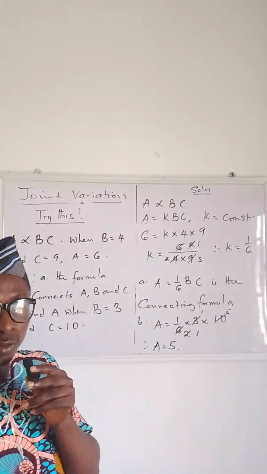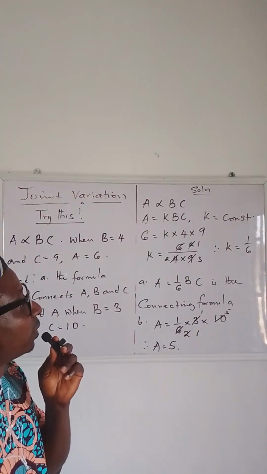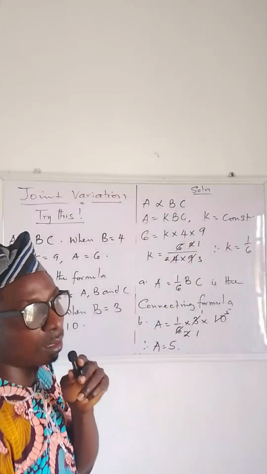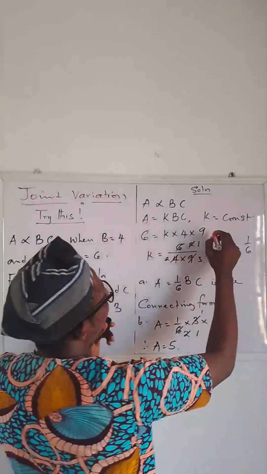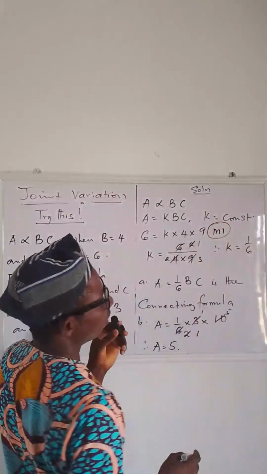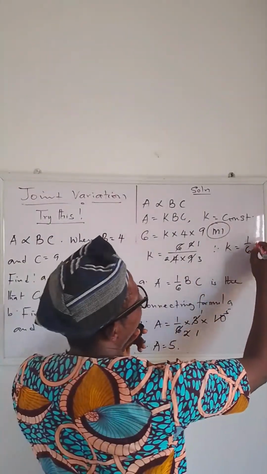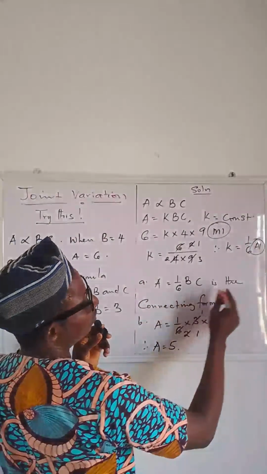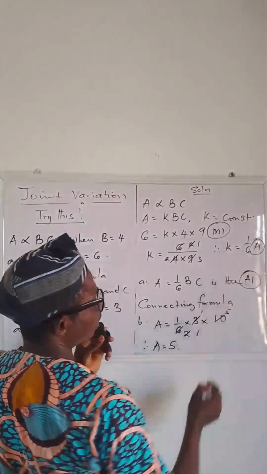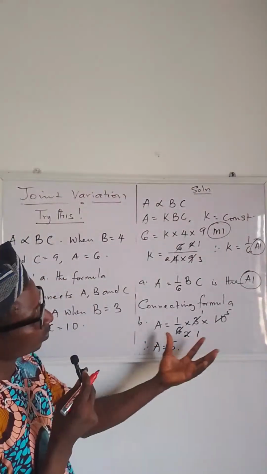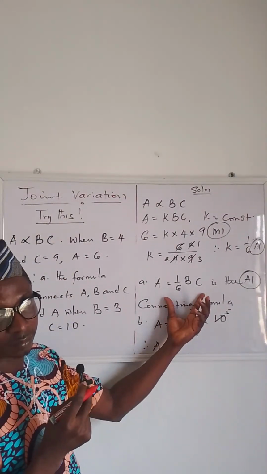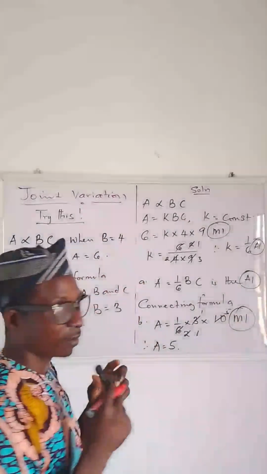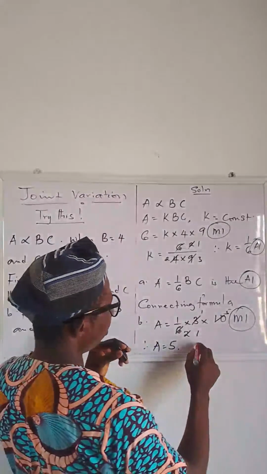So I need you now to look at how the marks will be awarded. Now, for substituting correctly into this equation, there's a method mark for that. For getting the proportionality constant, we have A1. For getting the connecting formula, we have A1. That's an accuracy mark. Now, for substituting inside the connecting formula, we have a method mark, M1. And then for getting the answer, we have A1.